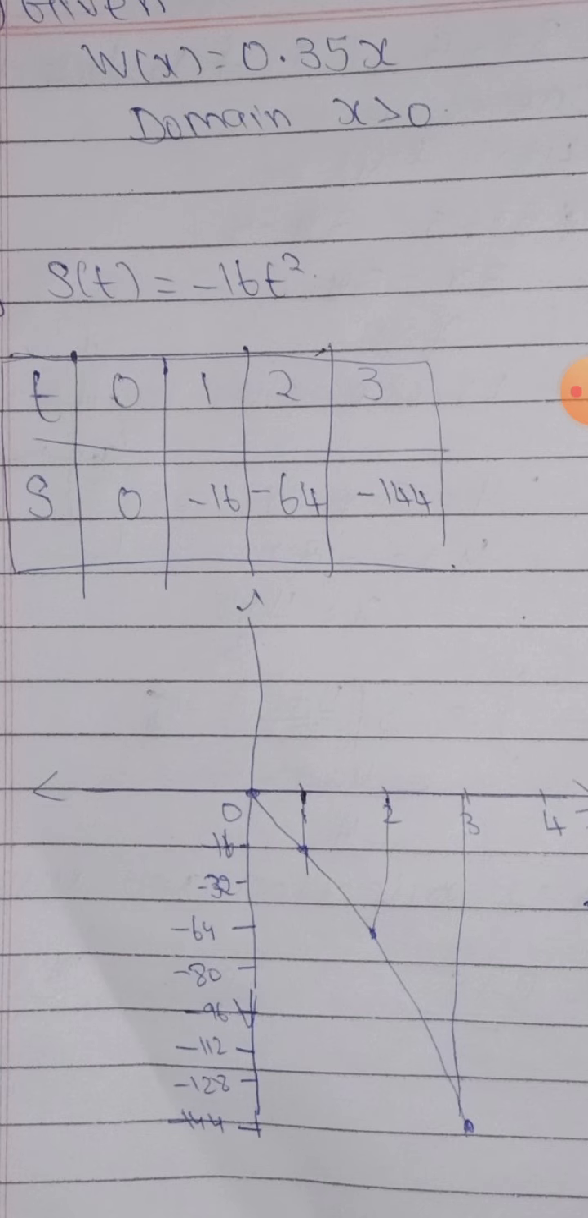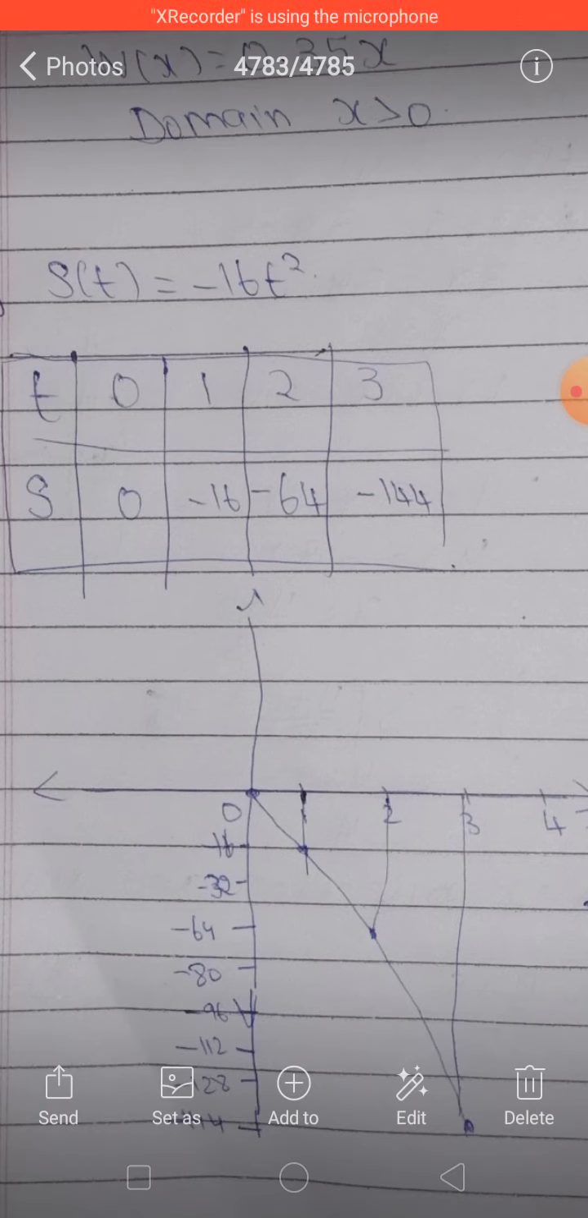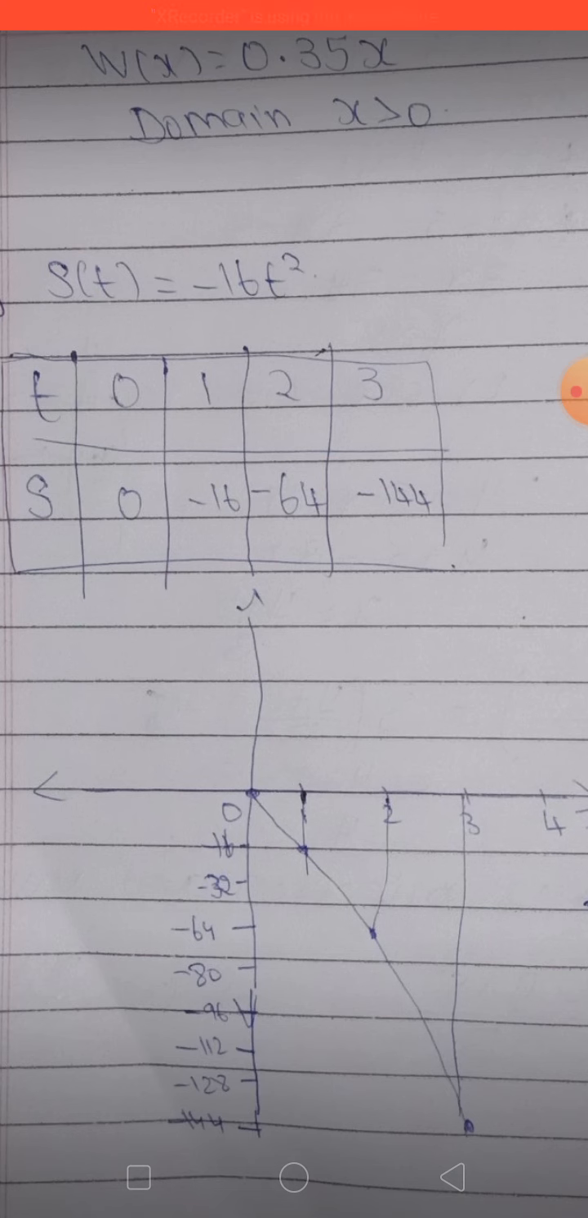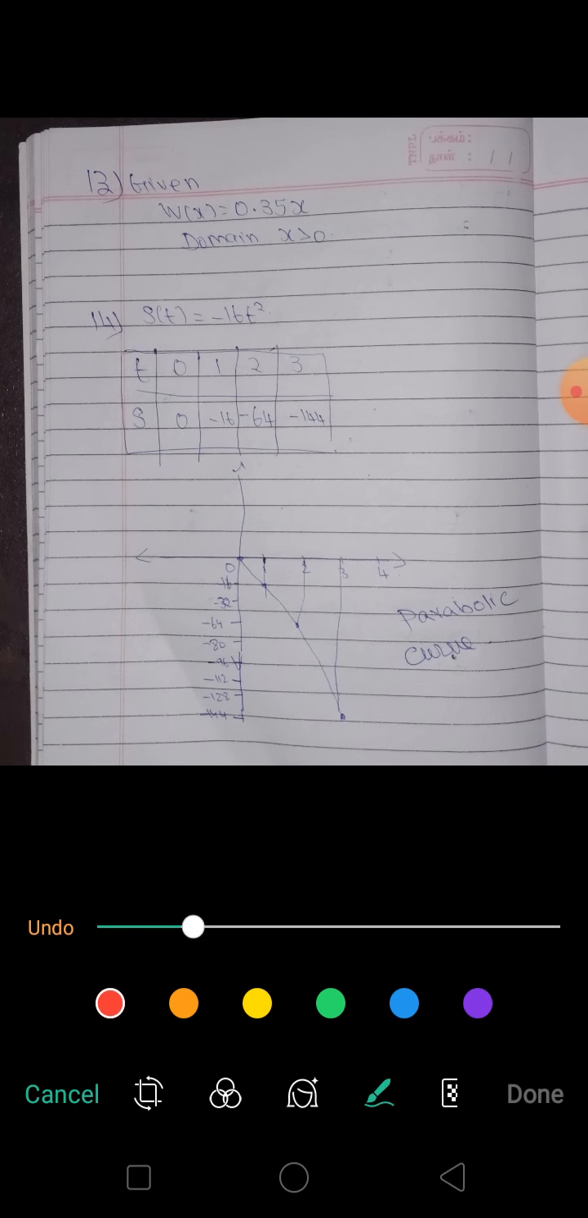Look at that shape. Don't look at that line, just look at that curve. It means that it is a parabolic curve. Yes, this is a parabolic curve. So we just graphed the function.